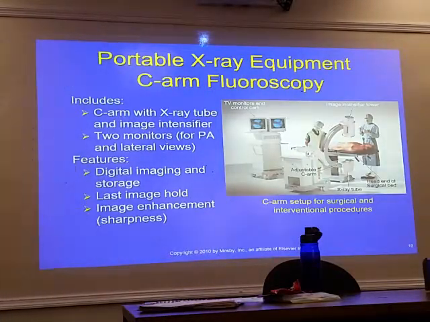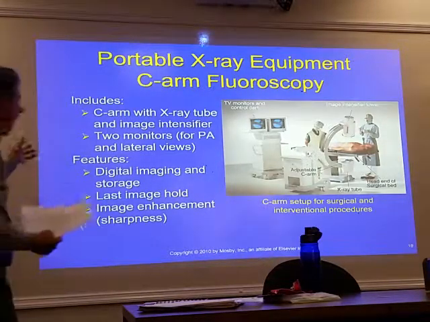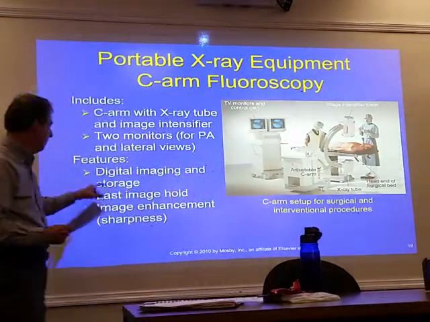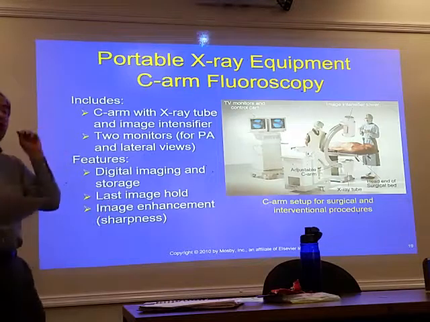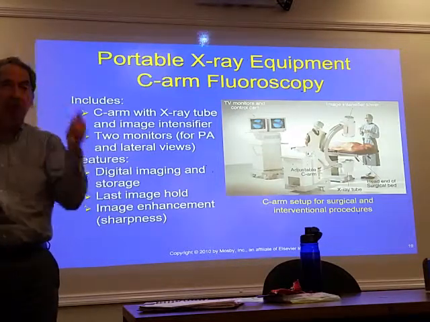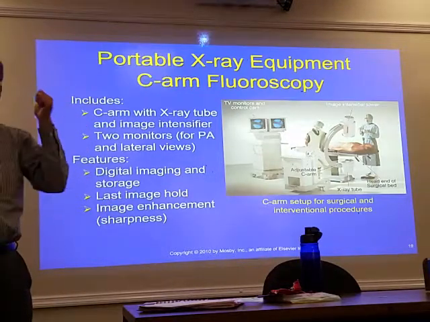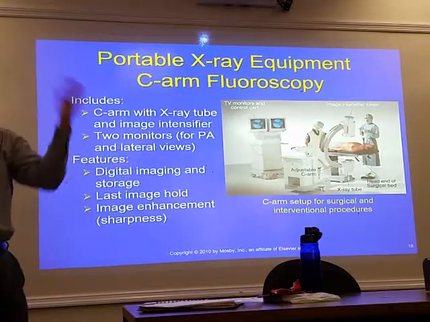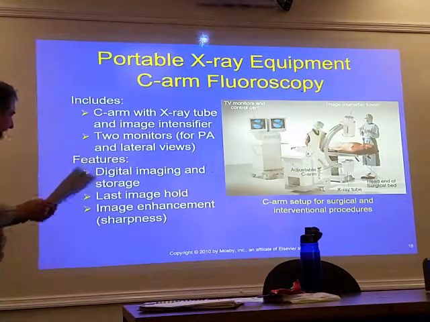Some of the things here I wanted to mention. We've got the monitors, I'll talk about that in a minute. Last image hold, usually it's set on that. Make sure it's set, because that's a radiation protection. Otherwise, the screen will go blank. So it usually should be preset, but make sure that it is.